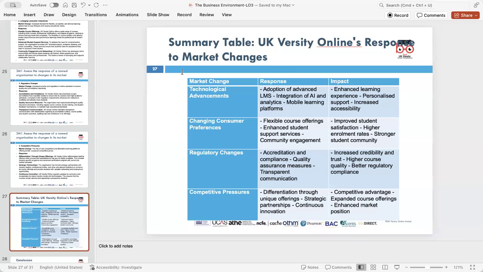Competitive pressure. The market change is the rise of new competitors and alternative learning platforms offering similar courses at competitive prices. Response: UK Versity Online differentiates through unique offerings, strategic partnerships, and continuous innovation. Impact: these strategies provide a competitive advantage, expand course offerings, and enhance the institution's market position.